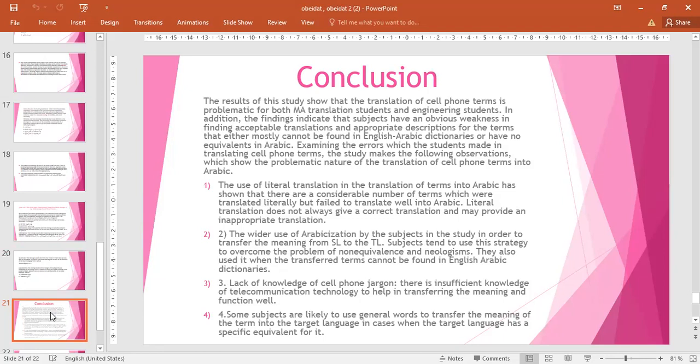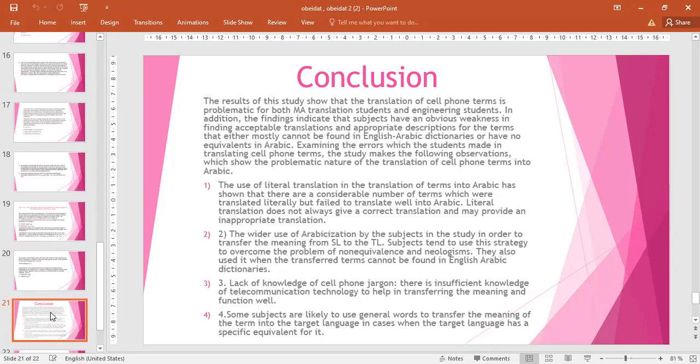The use of literal translation in the translation of terms into Arabic has shown that there are a considerable number of terms which were translated literally but failed to translate well into Arabic. Literal translation does not always give a correct translation and may provide an inappropriate translation. The wider use of Arabization by the subjects in the study in order to transfer the meaning from source language to target language. Subjects tend to use the strategy to overcome the problem of non-equivalence and neologism.